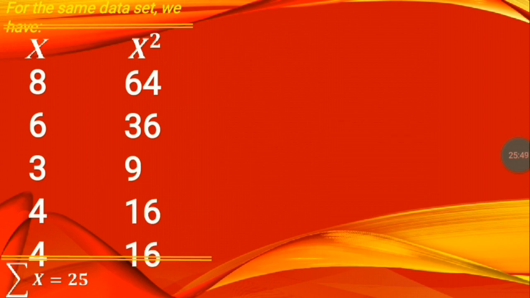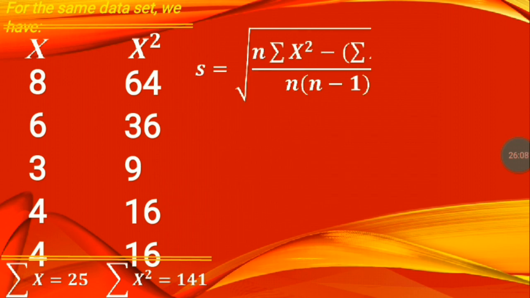Okay. So all you have to do is provide the data on this table using this method. So you have that x, written all the observations. Your summation of x is 25. And then you square the values of x. You have 8 squared is 64, 6 squared is 36, 3 squared is 9, 4 squared is 16. Okay, the same value for the last row. Afterwards, you're going to get the summation of x squared. You have 141.